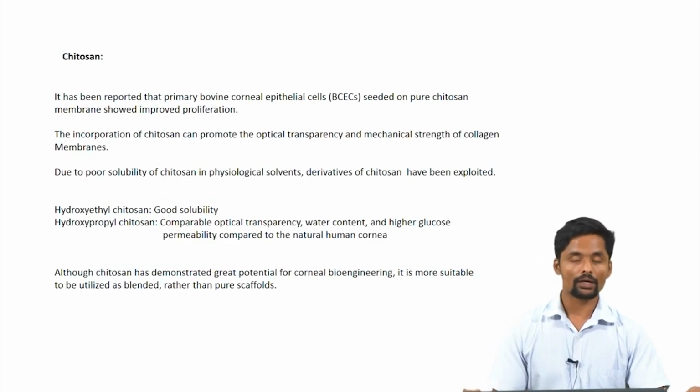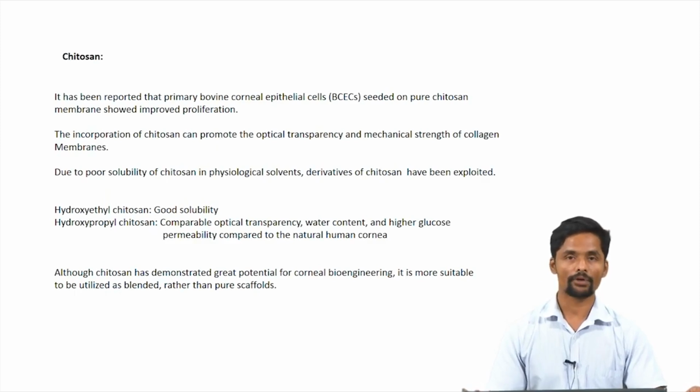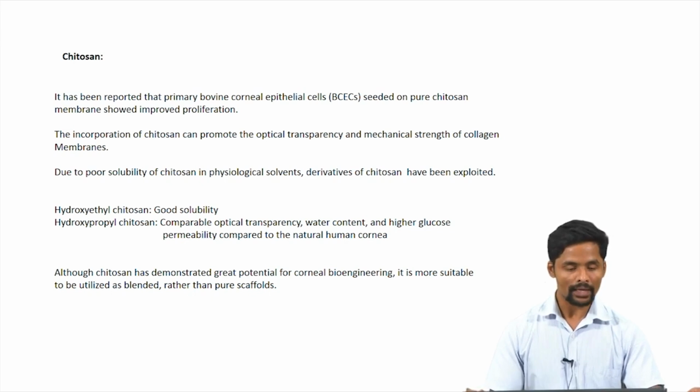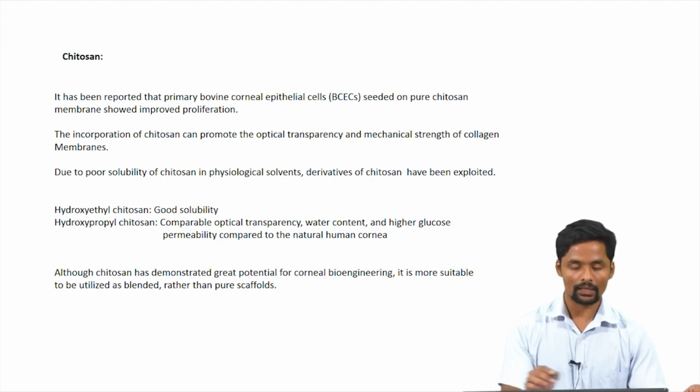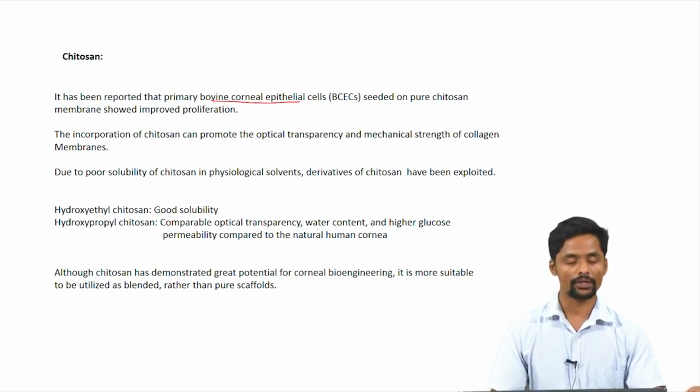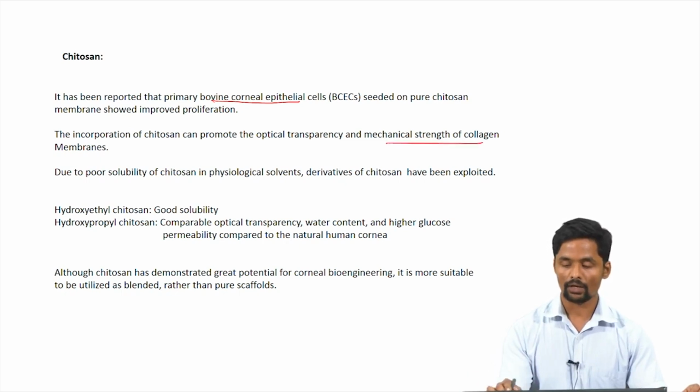Chitosan. Chitosan is derived from the chitin by deacetylation process, and it has been reported that primary bovine corneal epithelial cells seeded on the pure chitosan membrane showed improved proliferation. The incorporation of chitosan can promote the optical transparency and mechanical strength of the collagen membrane.